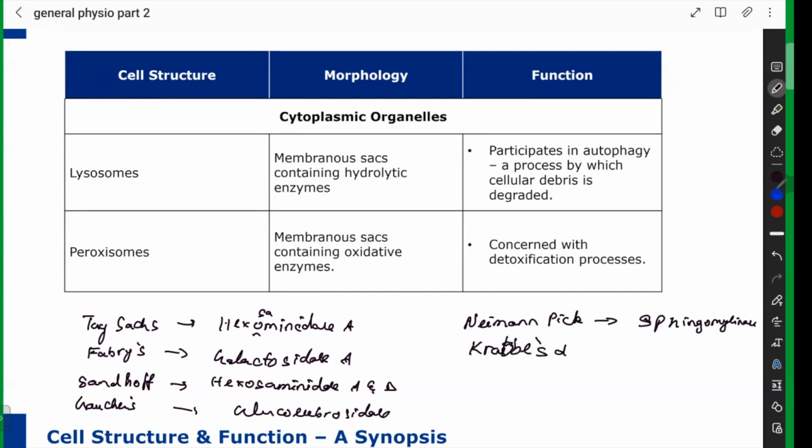Then you are going to have Krabbe's disease. This is going to be due to deficiency of galactocerebrosidase.